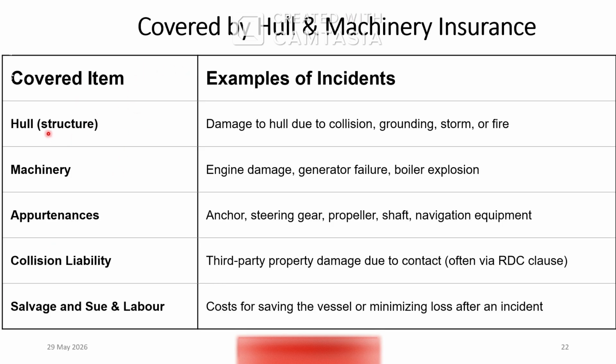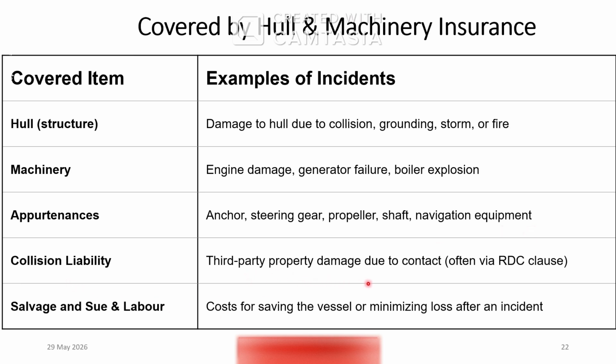Let us see which things are covered by the hull and machinery insurance. The hull is covered, damage to the hull due to collision, grounding, storm, or fire. This hull is fully covered by hull and machinery insurance. Then all the machinery in the ship, especially engine damage, generator failure, boiler explosion, all are covered by the hull and machinery insurance. Then other equipment like anchor, steering gear, propeller, shaft, navigation equipment are covered by the hull and machinery insurance.